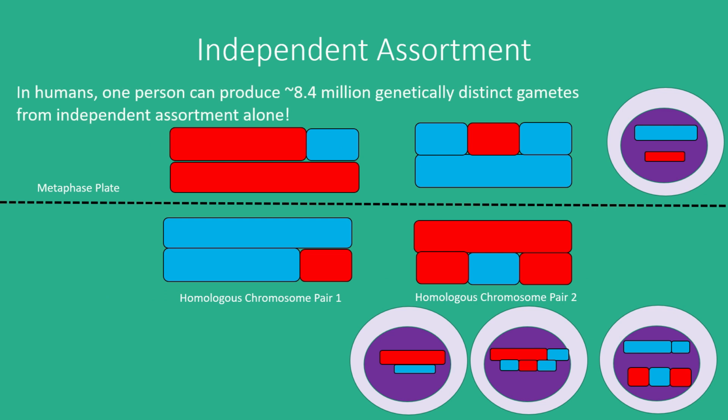In fact, one person can produce 8.4 million genetically distinct gametes from independent assortment alone. This comes from the fact that there are 2 copies of each chromosome, and we have 23 pairs of them, so the number comes from 2 to the 23rd power, or approximately 8.4 million gamete combinations. This does not account for crossing over events from Prophase I.